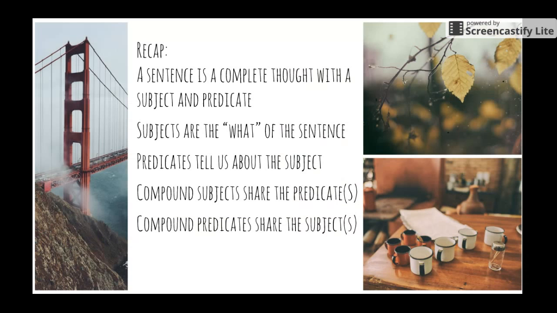Let's recap everything we've gone over in this video. A sentence is a complete thought with a subject and predicate. Subjects are the what of the sentence. Predicates tell us about the subject. Compound subjects share the predicate or predicates, and compound predicates share the subject or subjects.